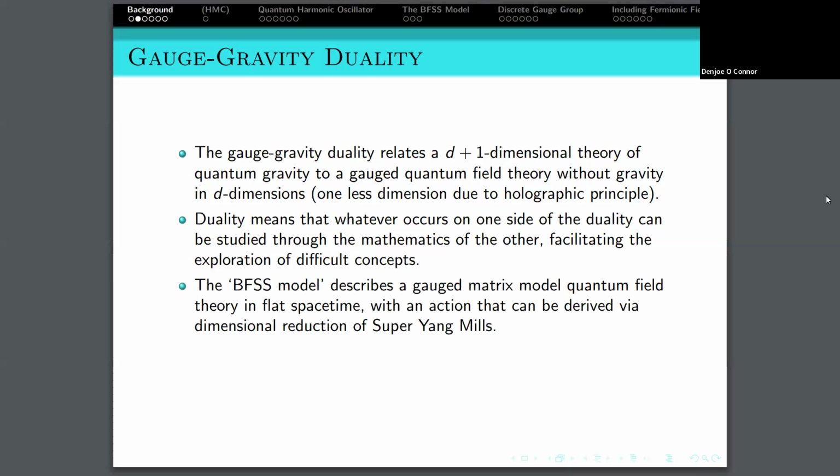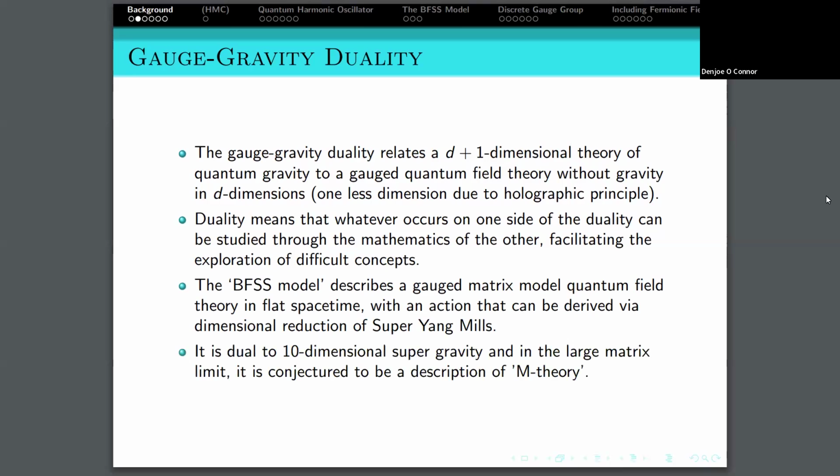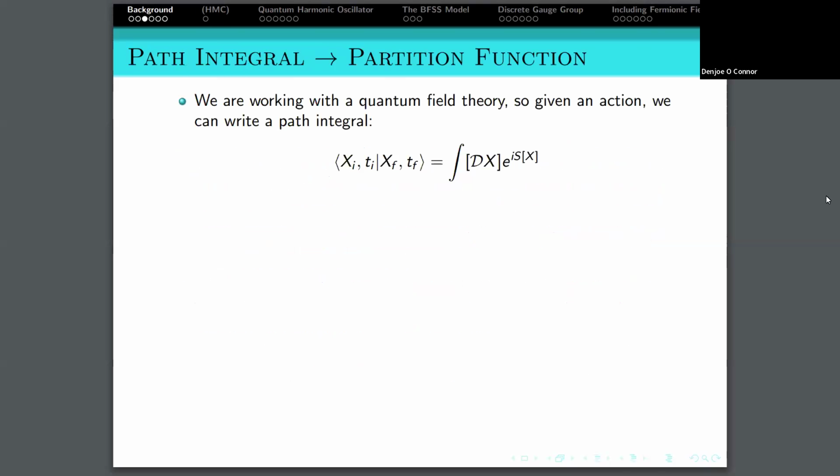The BFSS model describes a gauge matrix model of quantum field theory in flat spacetime with an action that can be derived by a dimensional reduction of the super Yang-Mills theory. It's due to 10-dimensional supergravity, and the large N limit is conjectured to be a description of M theory.